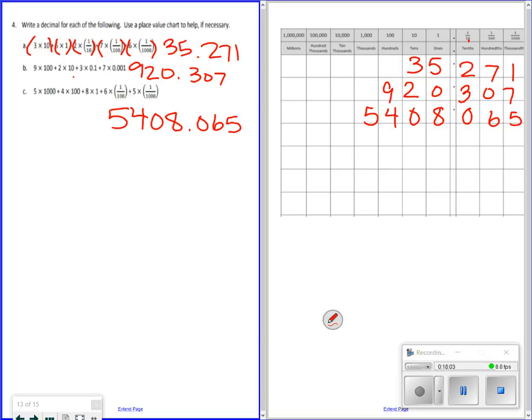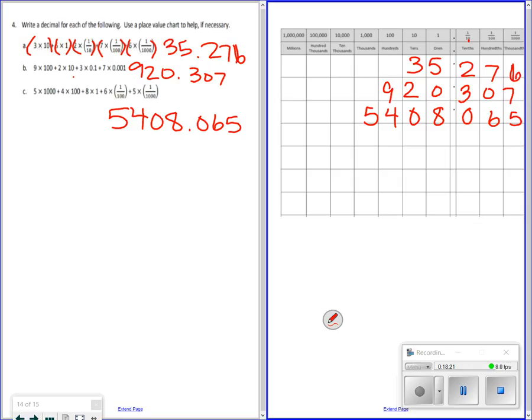Yes, sir. You got, it's actually 35.2. Shoot. It's actually 35.276. Yeah. 3, 5. Oh, you're right. I wrote 6. I wrote a 1 instead of a 6. You're right. Thank you. I looked at the 6. I saw the 6, and I wrote a 1. I do that sometimes. Okay.